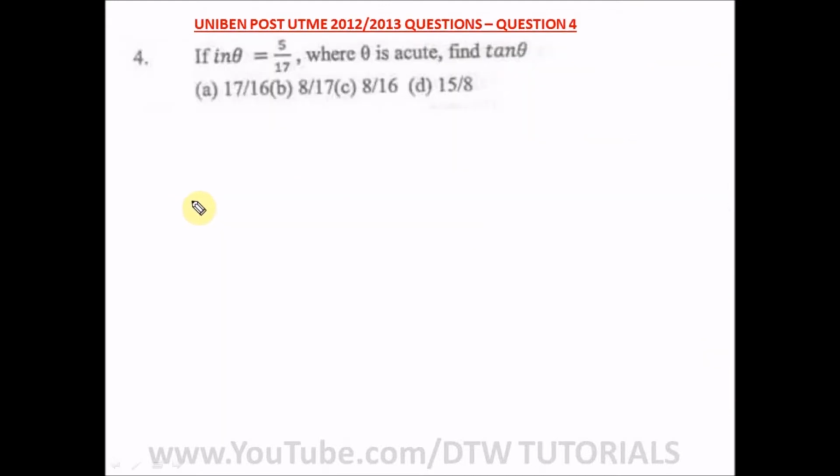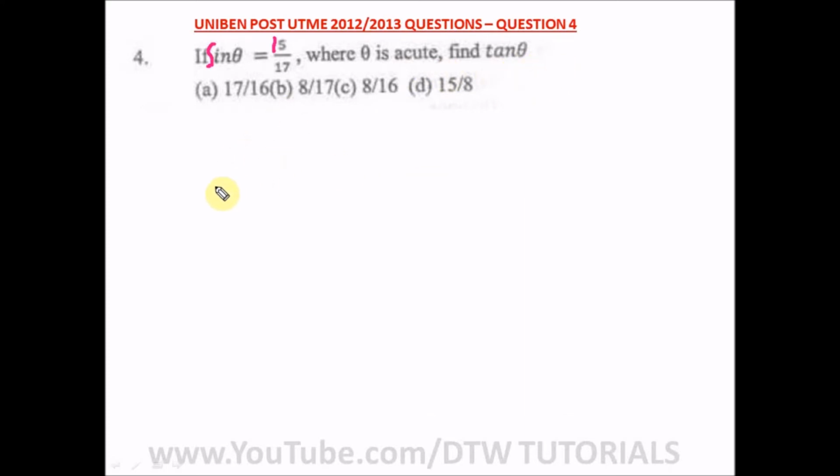Question 4 of the UNIBEN post-UME past questions for 2012/2013 says, if, okay, there's a typographical error here. This is supposed to be a sine here. Okay, so if sine theta is equal to 5 over 17, also, this question, there's also a typo here. There should be a 1 here. That is 15 over 17. Okay, if sine theta is equal to 15 over 17, where theta is acute, find tan theta.